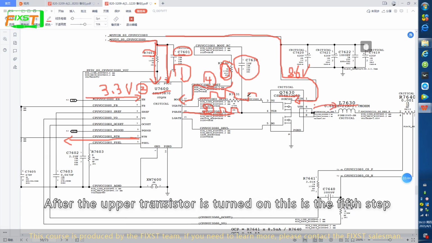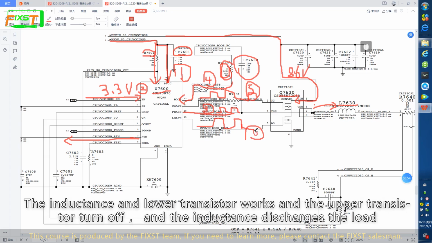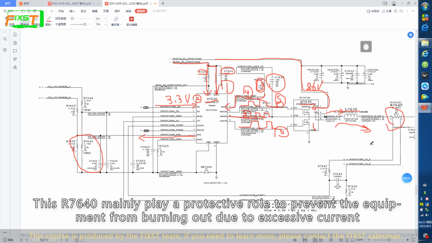After the upper transistor is turned on, this is the fifth step. Then the sixth step is to control the upper transistor to be fully charged, and then the lower transistor to turn on. The inductor and the lower transistor conduct and the upper transistor turns off, and the inductor discharges. Then there is a precision resistor R7640, which detects the working current of the circuit. This R7640 plays a protective role to prevent the equipment from burning out due to excessive current.